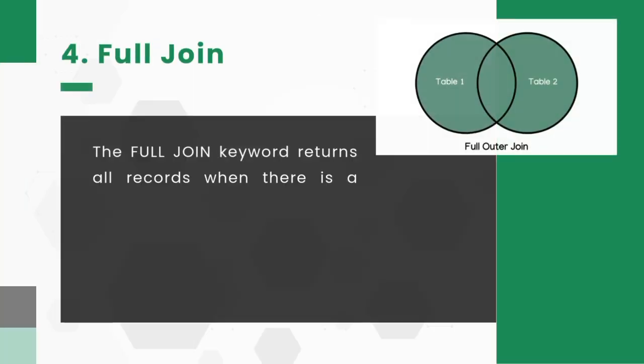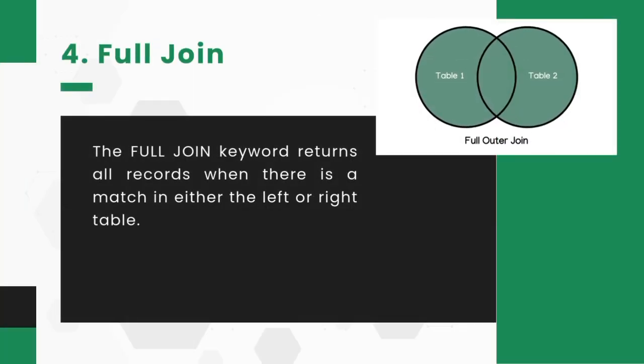4. Full join or full outer join. The full join keyword returns all records when there is a match in either the left or right table. It returns null for unmatched rows from both tables.